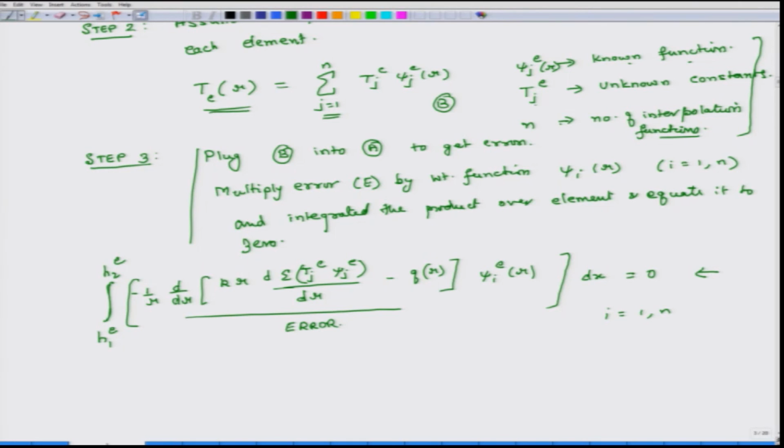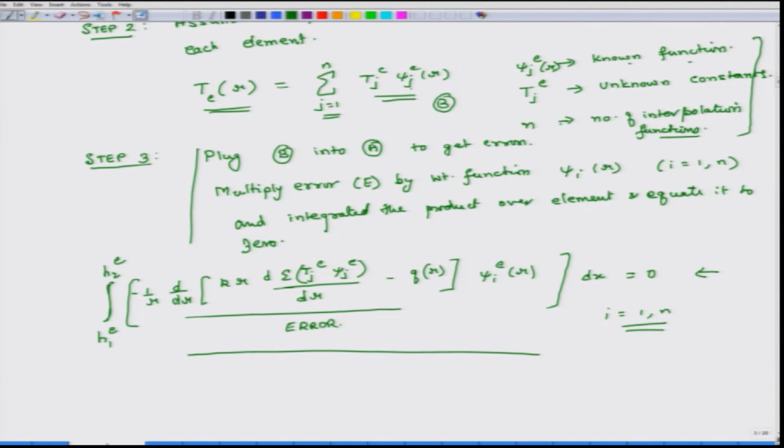How many unknowns do we have in this function? Psi, all psi's are known or unknown? They are known. Tj's are unknown. How many Tj's are there? N. So, total number of unknowns is n, right, because Tj's are n in number. So, total number of unknowns is n. Now, in this equation, I can assume how many values? I is equal to 1 to n.